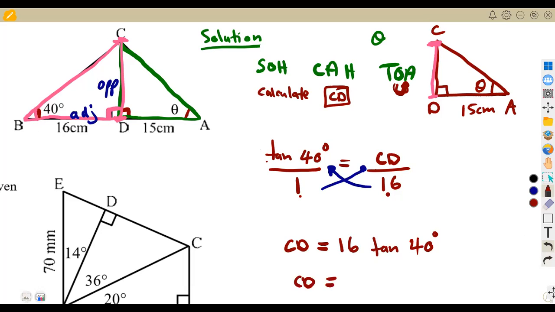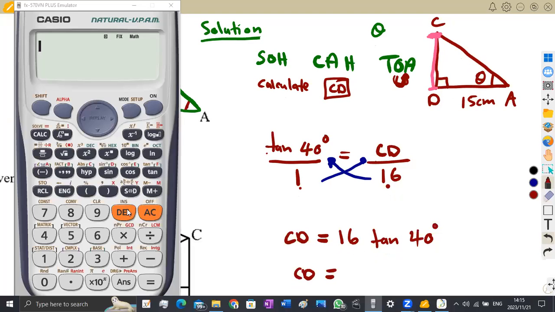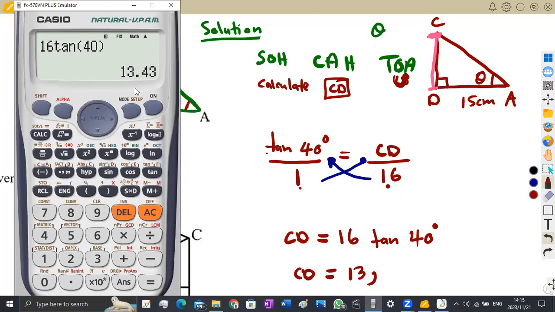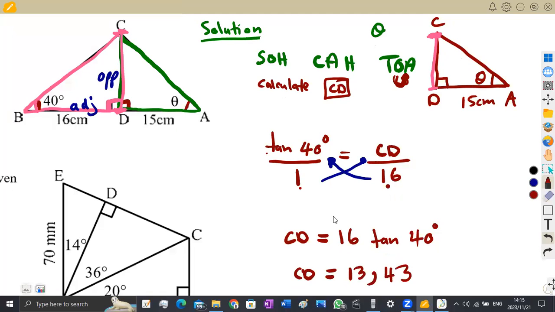On our calculator, like I said, it is already fixed to 2 decimal places. So 16 tan of 40 degrees is going to give you 13,43 centimeters. These units are in centimeters, so this length of CD is in centimeters. This is not part of our question. Our question was not asking us to calculate CD.